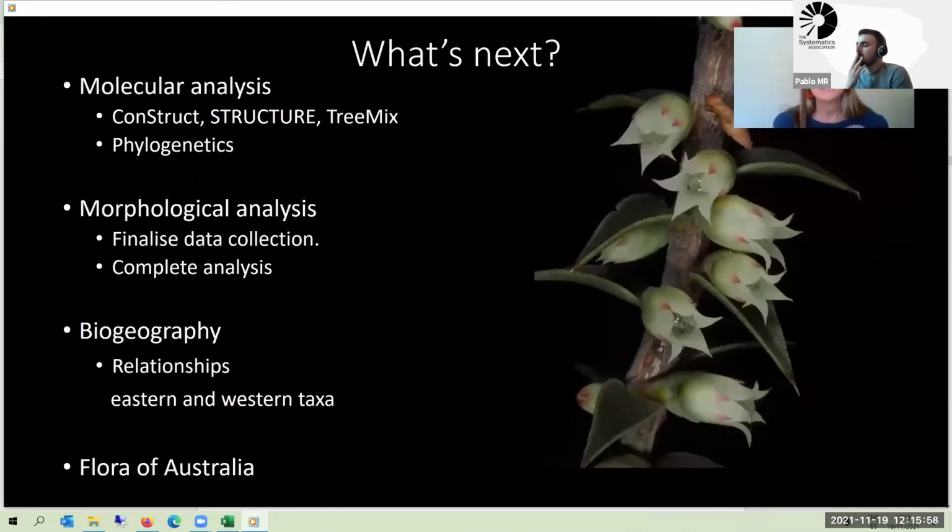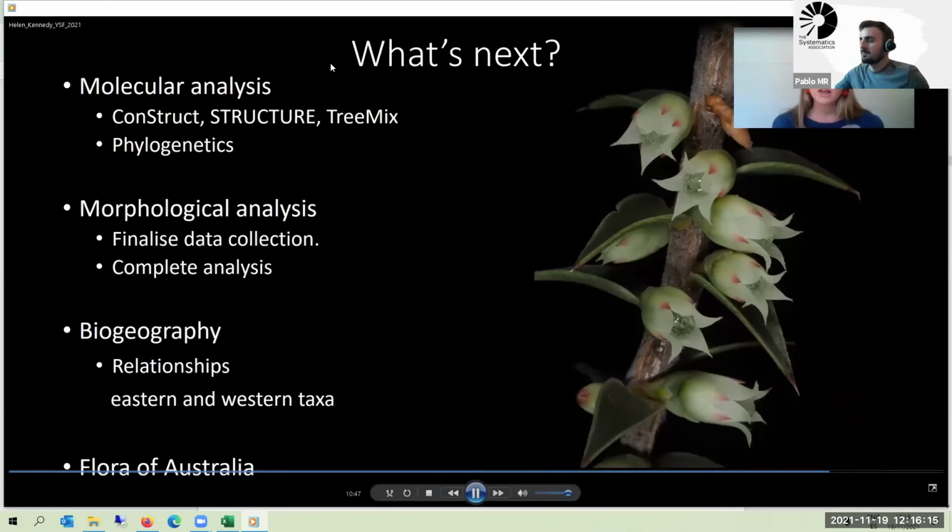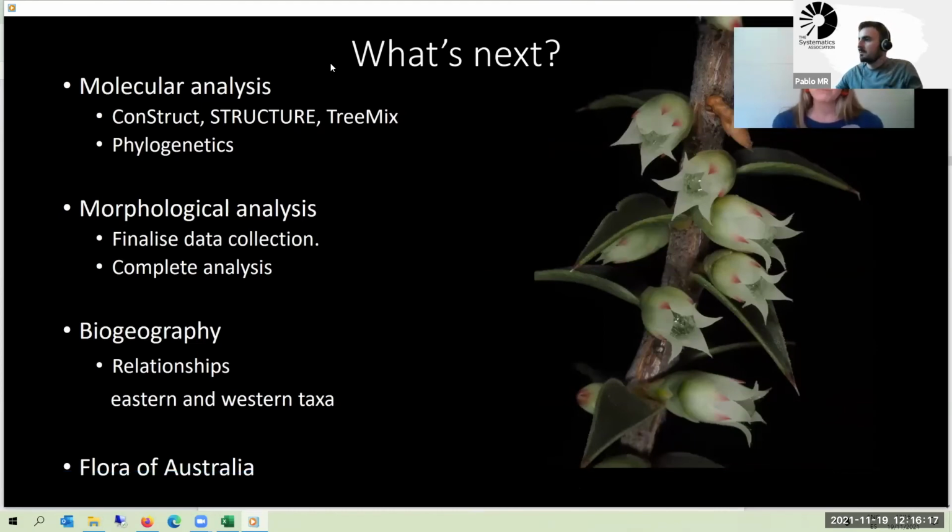So what's next? Well, for the DArTseq molecular dataset, I certainly have not exhausted its analytical potential as yet. I'm in the process of running a STRUCTURE analysis, which should help me to dissect any influence of isolation by distance in some sections of the dataset, as well as a TreeMix analysis to look at gene flow. I'm also looking to infer phylogeny from molecular data.